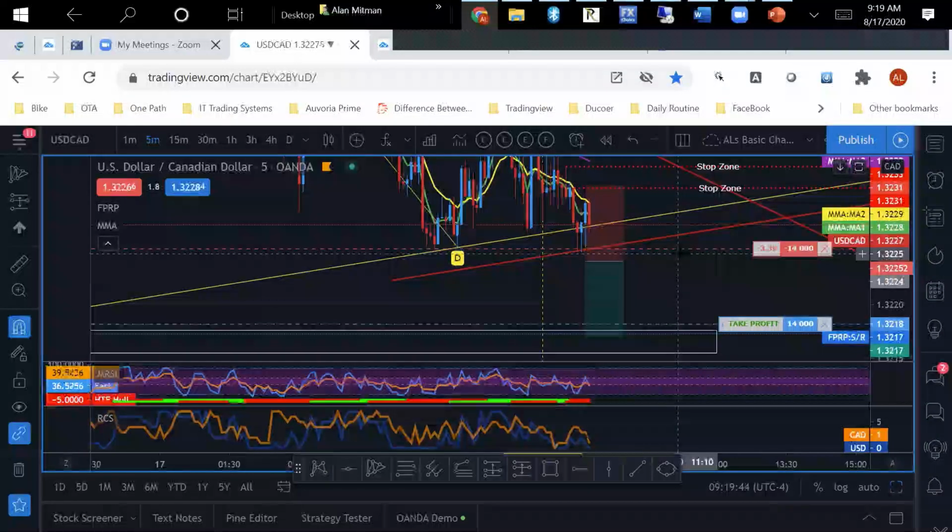Seems to be more and more common that when it breaks the wedge, it goes back into the wedge and then gives us a second opportunity.